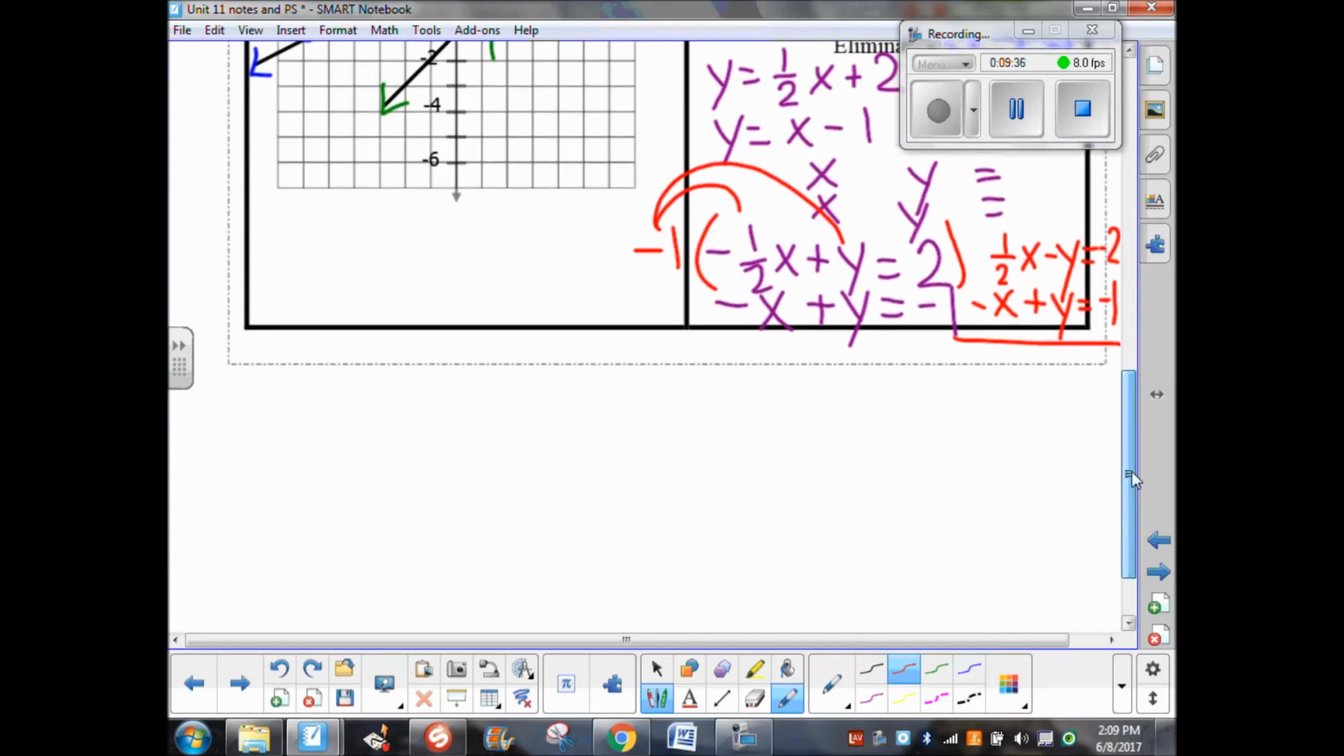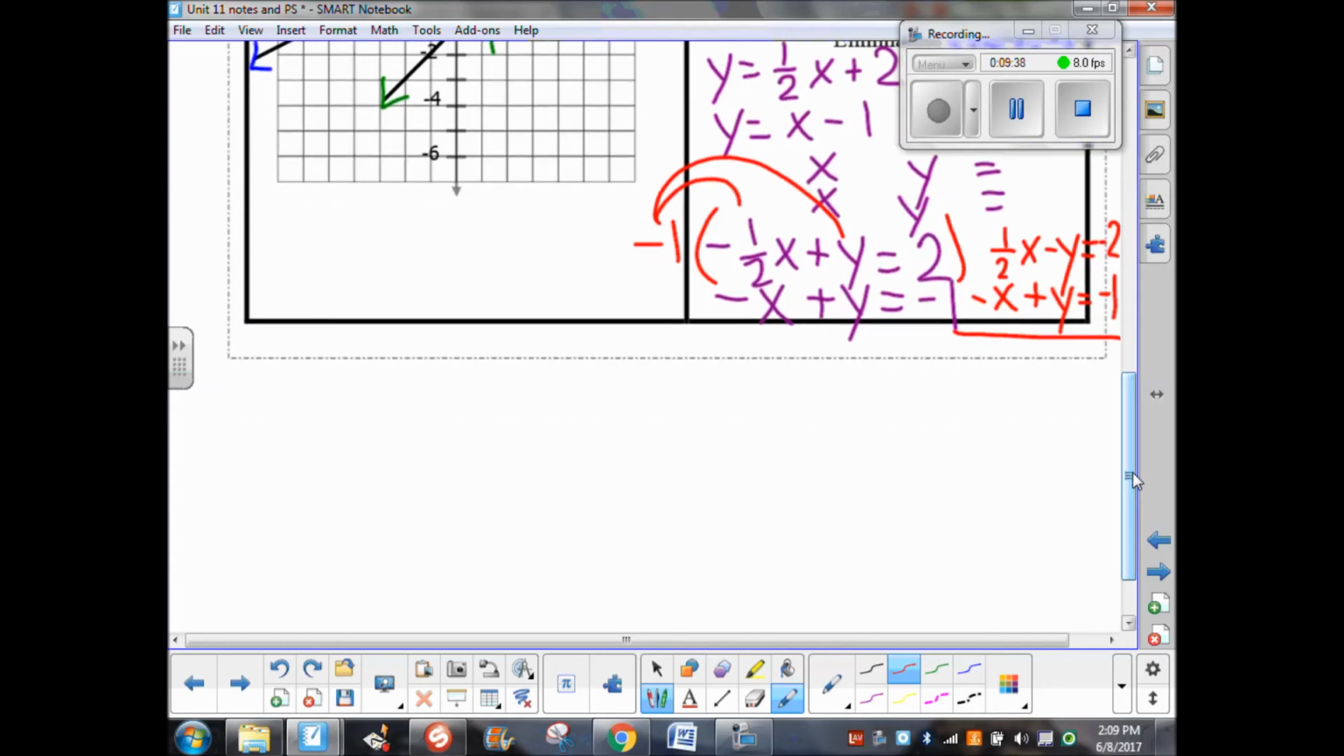Now let's combine them. What happens to the y? That's what we wanted, right? That's why it's elimination. So what is 1 half x, now just combine like terms, 1 half x minus 1x? Negative 1 half x. Negative 1 half x equals, and this was a negative 2 over here, negative 2 and negative 1 is, remember, negative 3.